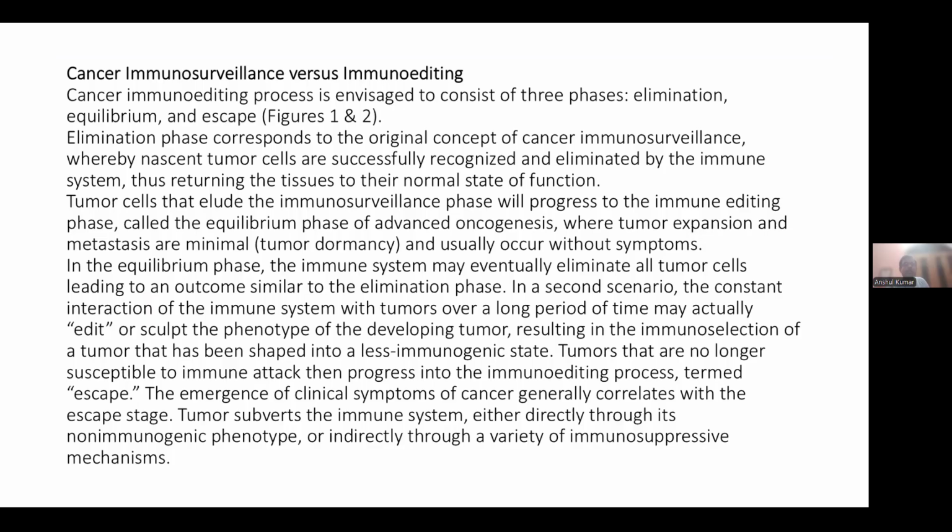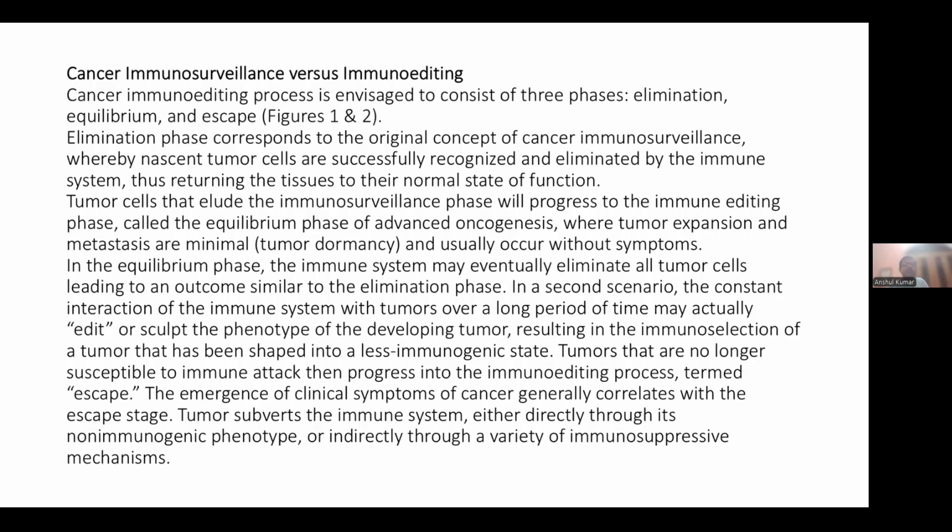Now, cancer immunosurveillance versus immunoediting. The basic difference is that the cancer immunoediting process is envisaged to consist of three phases: elimination, equilibrium, and escape, where the elimination phase corresponds to the original concept of cancer immunosurveillance, whereby nascent tumor cells are successfully recognized and eliminated by the immune system, thus returning the tissues to their normal state of function.